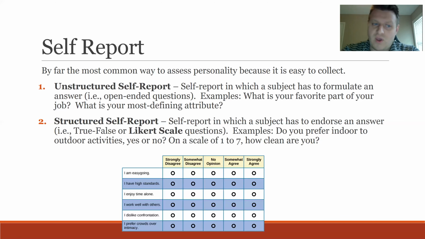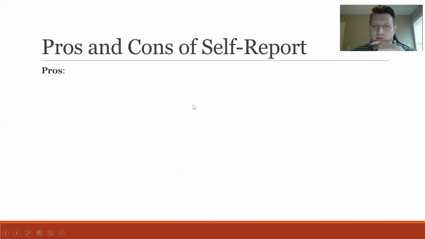So many times we are going to rely on structured self-reports because they're just easier to analyze. They're more objective in coming up with particular personality scores, whereas there's a lot more interpretation involved with an unstructured self-report. However, with an unstructured self-report, we get a vast majority more data and we get more nuance. So there's some pros and cons to both of these types of self-reports. But how about self-reports in general? What are the advantages? What are the disadvantages?